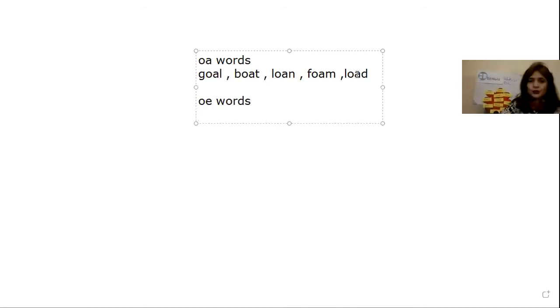What are OE words? Toe, very good. Toe. Then OE words, only toe is there. Do I have any other OE words here? Let me check it out. OE words. Rope, R-O-P-E, rope, right? Okay, now comes the next words, which are OW.